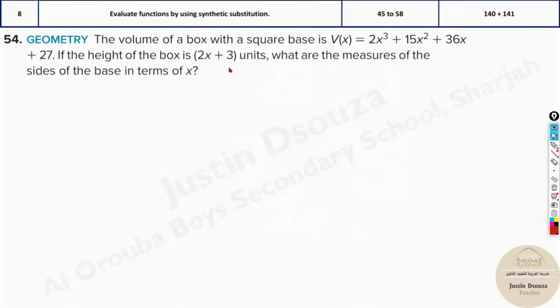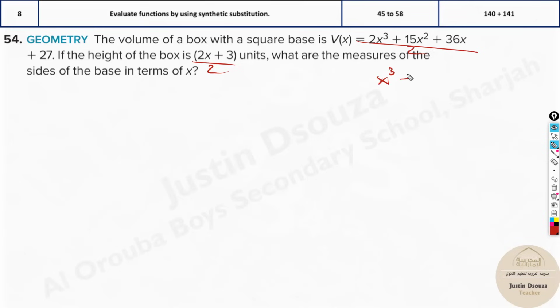Now, about geometry, the volume of the box with a square base, V of x, is given over here. The height of the box is also given. What are the measures of the side of the base in terms of x? Now, here the problem is that we are dividing by a factor with a coefficient of 2. This is not possible. So what you basically have to do is divide everything by 2. So this coefficient becomes 1 from 2.